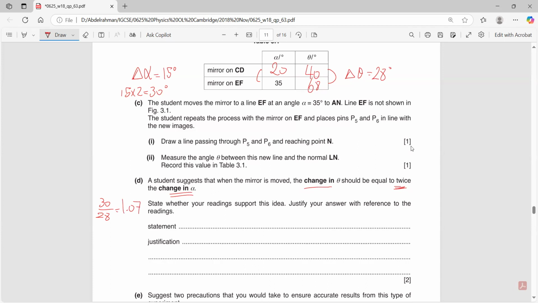So the statement, are they equal? Yes, they are equal. You can say that the statement is correct. Justification: the values are close, and you might say that they are within the limits of experimental accuracy.